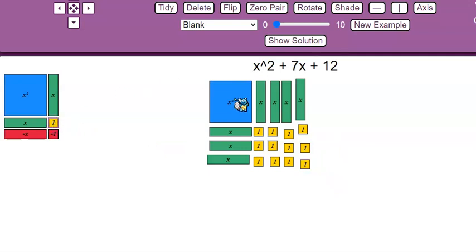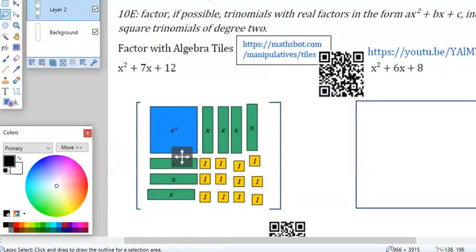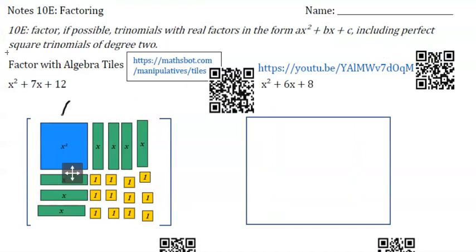So let's count these up. Okay, so we have 1 x squared, 7 x's, and 12 constants. So on your notes page, go ahead and draw that out in the box provided. Right here we have x, and then 1, 2, 3, 4, so plus 4, and then we have x, and then 1, 2, 3, plus 3. These are your factors. Your factored form is x plus 3 times x plus 4.